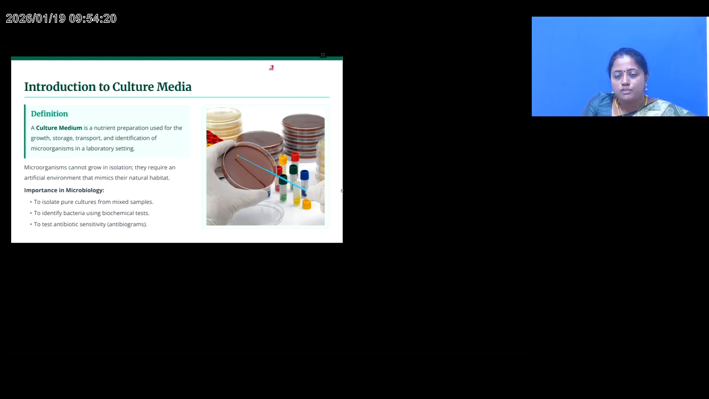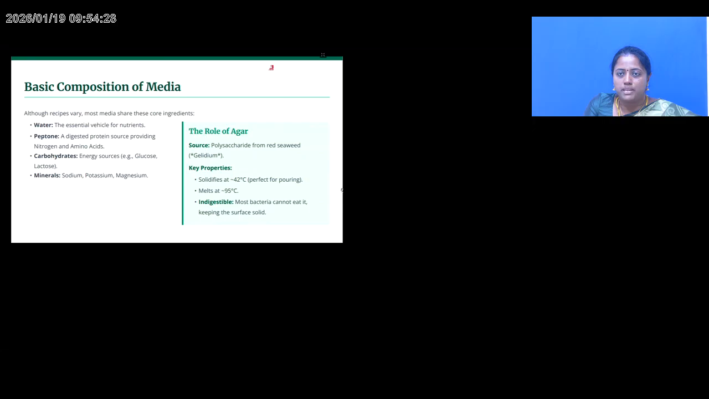So it provides all the nutrients that are necessary for the growth of microorganisms. That is the culture media. The basic composition of media: it contains water, which is the essential vehicle for the nutrients, and peptone, which is the digested protein and the source that provides nitrogen and amino acids, and carbohydrates, the energy source, particularly glucose and lactose, and minerals, for example sodium, potassium, magnesium. So these are the basic nutrients that should be available in the culture media.